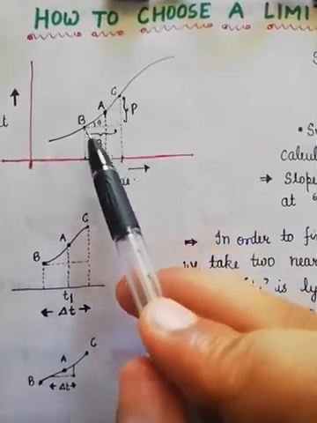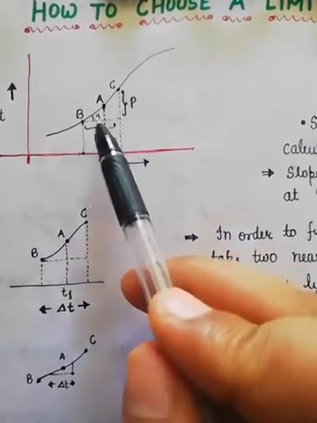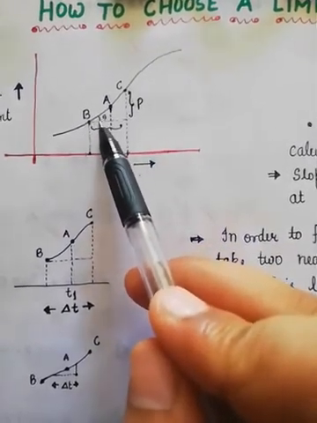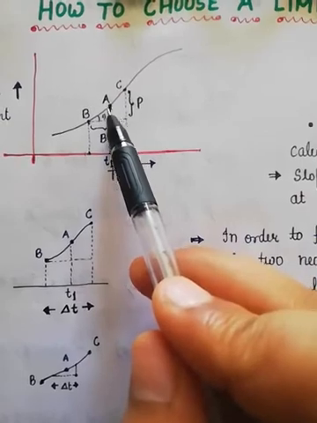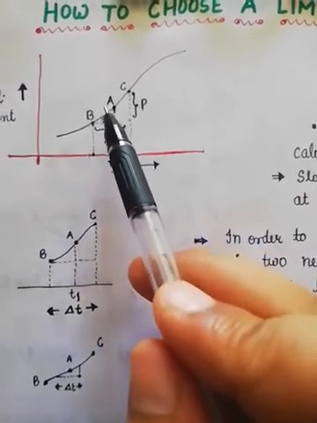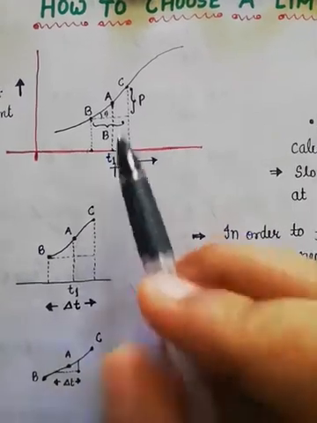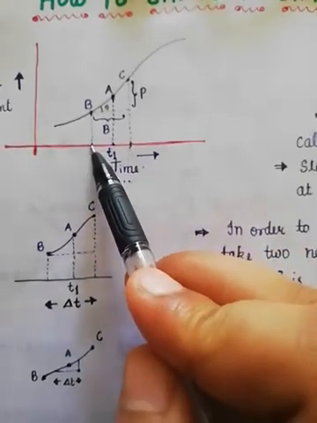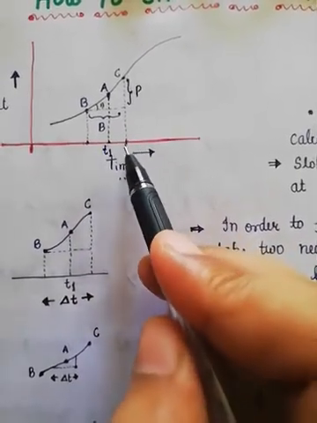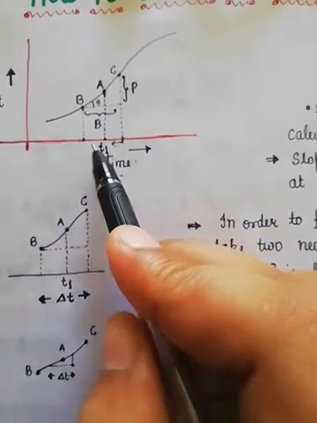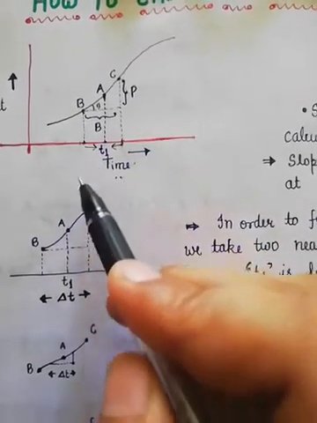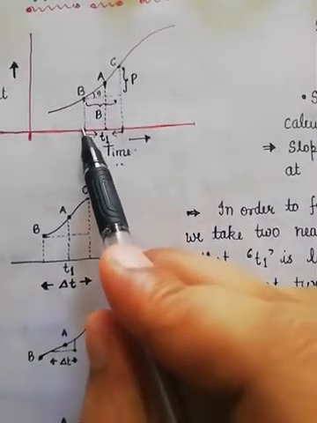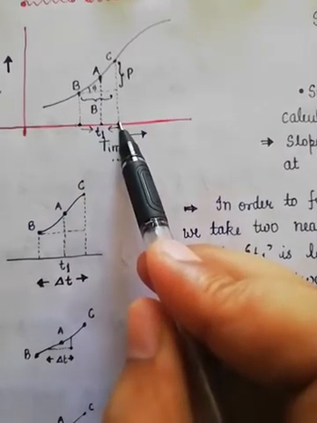But when you calculate the slope of this right angle triangle, that is perpendicular by base, is it the slope of this point? No, because here theta is different, here theta is different. So we will not get the exact value of this slope. So what we do, we keep on reducing the size of this triangle. That means initially we have taken the point at this point and this point. Now we are trying to push this point towards left and this point towards right, or you can say I am reducing this delta t, that is this time interval difference.